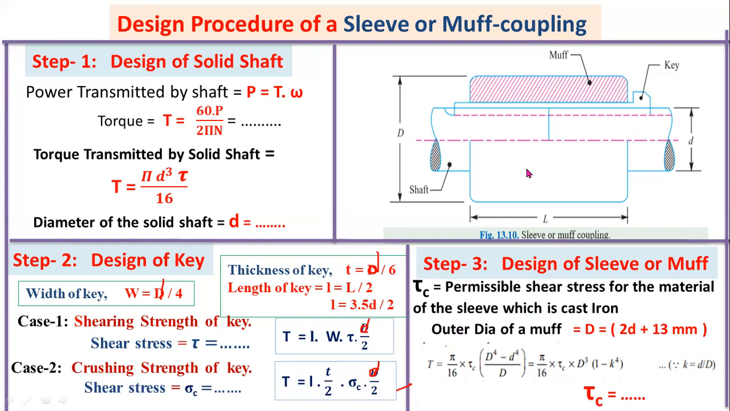This muff coupling mainly consists of solid shaft, gib head key and hollow shaft, that is sleeve or muff. Here there are 3 components, so you have to design 3 components. First one is solid shaft, second one is key, third one is sleeve or muff.